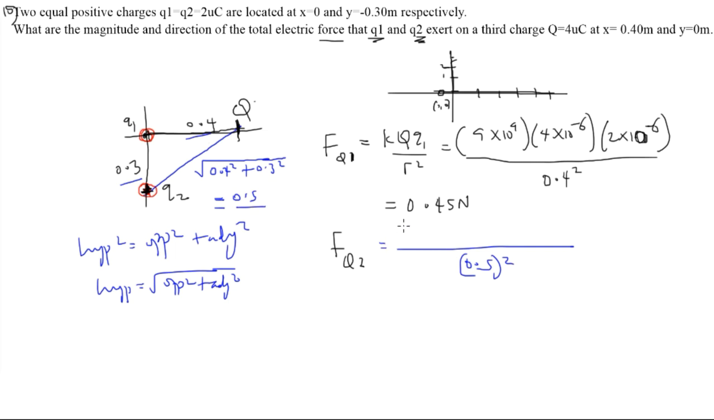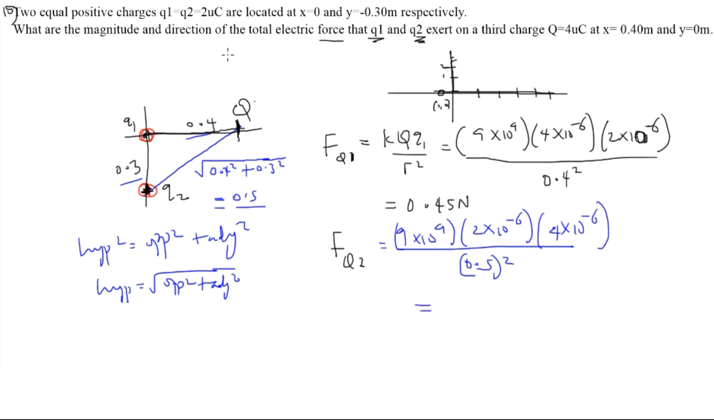So I can now have 0.5 squared. I should have my K, which is 9 times 10 raised to the power 9. I should have my Q2, which is 2 micro, and then I should have my capital letter Q, which is 4 micro.